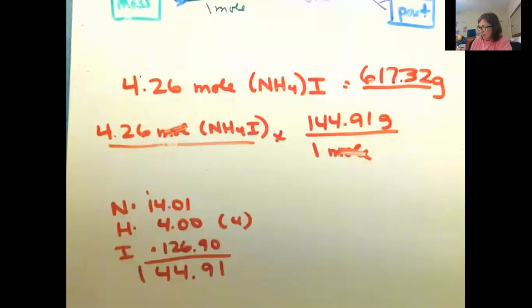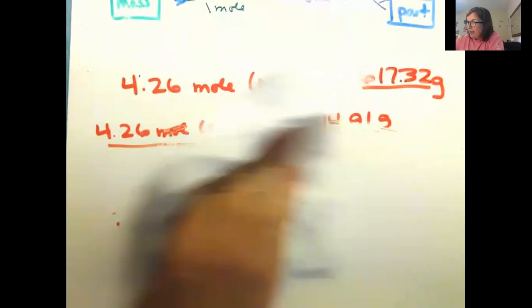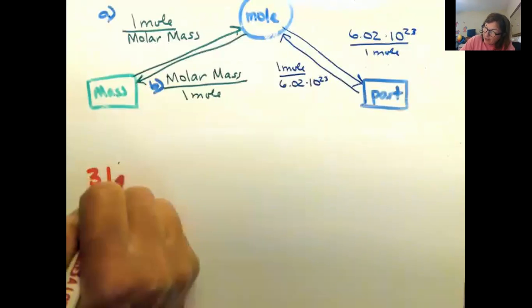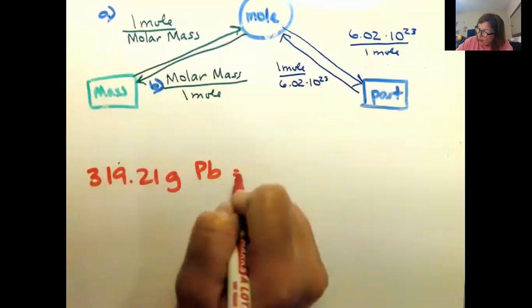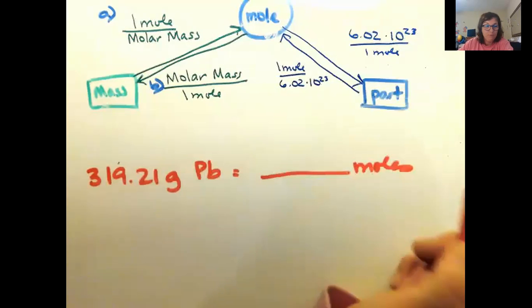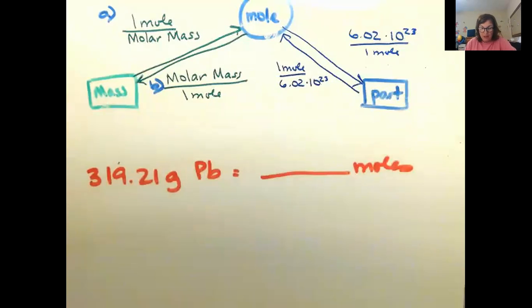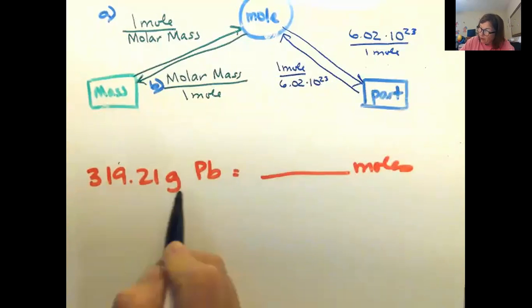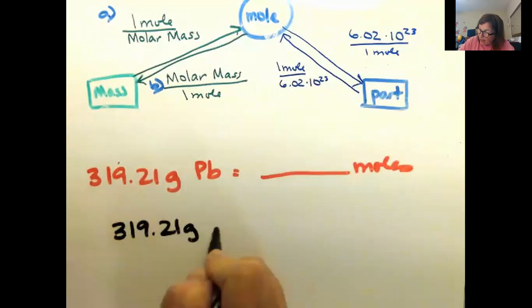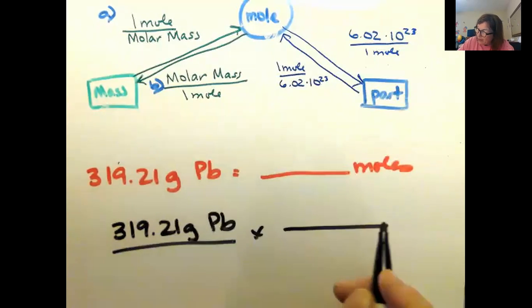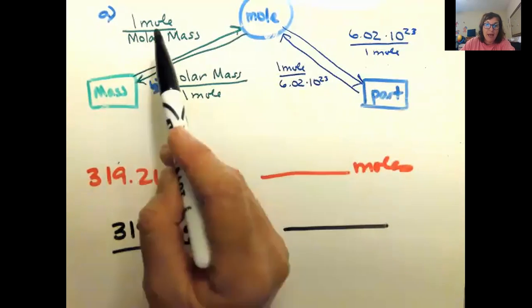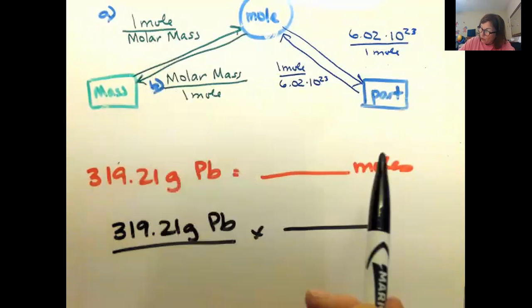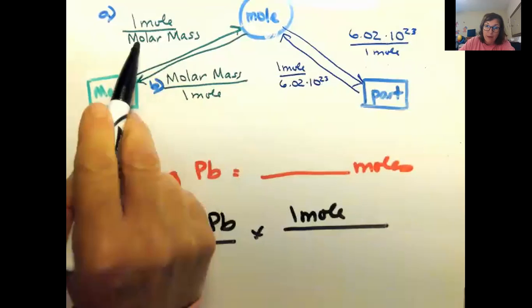I'm going to try one more since I kind of did the exact same one as before. Let's flip it around a little bit. Okay, so what if you've got 319.21 grams of lead, and I want to know how many moles that would be. Okay, so I write down my given, 319.21 grams of lead. And I want to multiply it by something to get rid of grams and to get the moles. Am I going to use A or B? Well, I'm going to use A because mole is on top and that's where I want to go. So 1 mole is equivalent to the molar mass of lead.